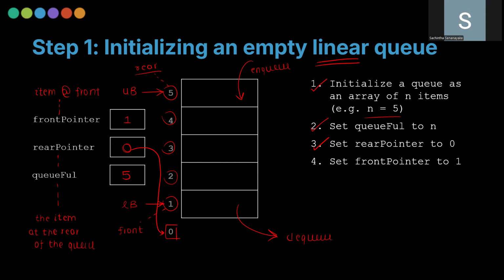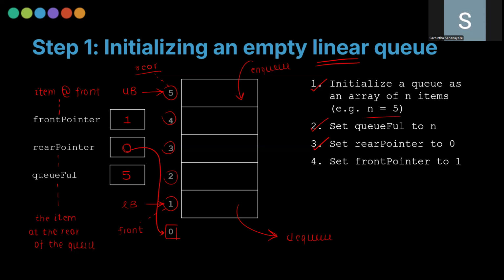So you can always imagine that front pointer is already pointing to the next item to remove, right? Front pointer is ready to remove the next item. So front pointer is always kept 1 ahead of the rear pointer in normal circumstances. So the front pointer is always pointing to the next item to remove. That's an easier way to think about it.